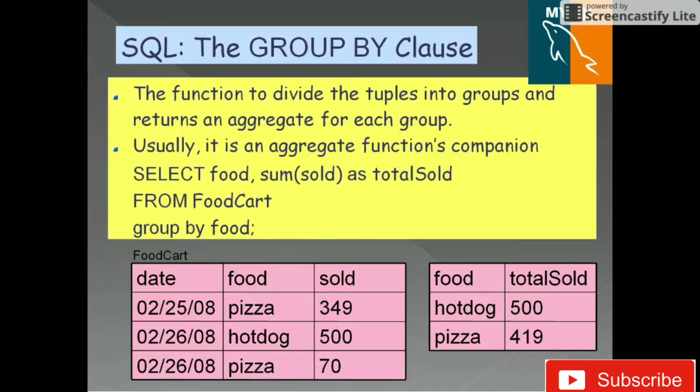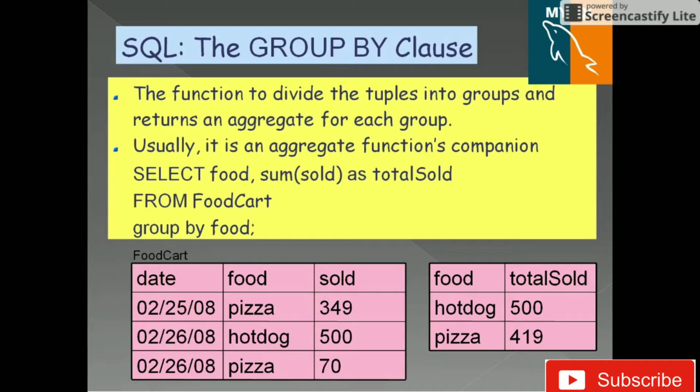Then we can use group by clause. Here comes the group by clause, which is a function to divide the tuples into groups and returns an aggregate for each group. For example, in our table food cart, we have 3 rows, one row separated having the columns date, food, and sold. If we want to combine the value and print the sum of the sold amount of pizza or hot dog, how we can do so?